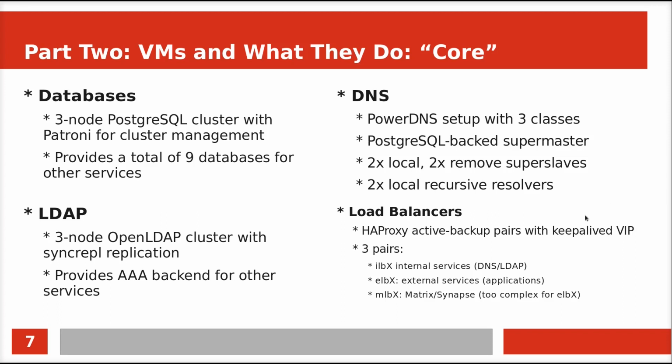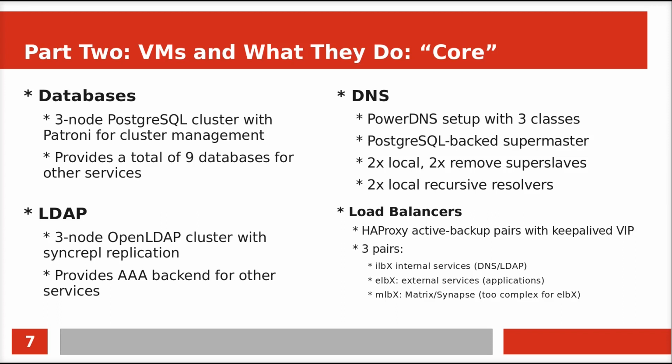Finally, the last core service is the load balancers. So I have HAProxy in active backup pairs with a keepalived-based VIP address that floats between them. So the idea being, one can go down and the other one just takes over. And I use HAProxy because I find it the most feature complete proxy.